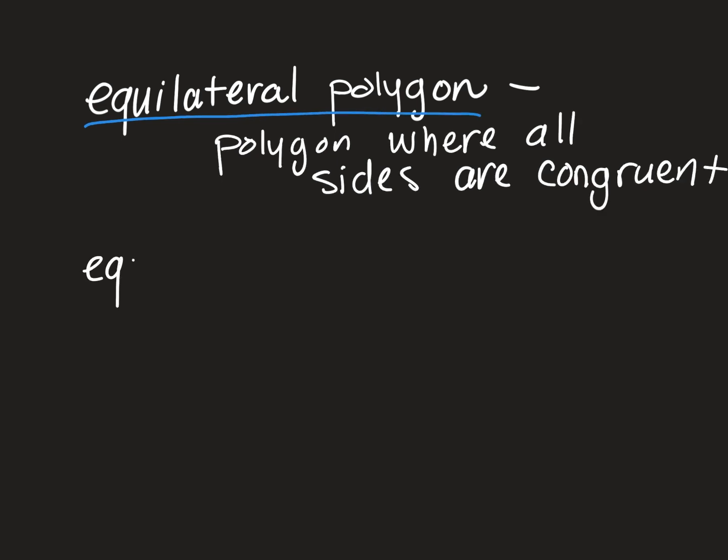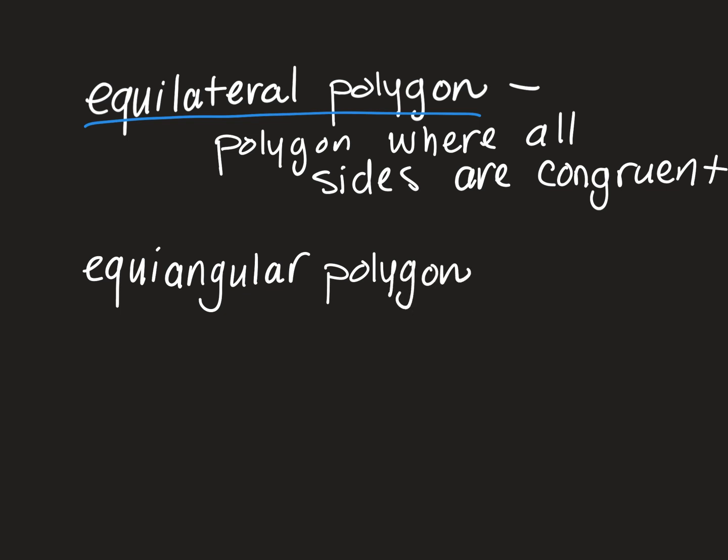Then we also have what can be called an equiangular polygon. If equilateral means all the sides are the same length, any guesses on what equiangular means? The angles of the polygon are of equal angle. So all of the angles in the polygon are the same measure, so all angles in the polygon are congruent.